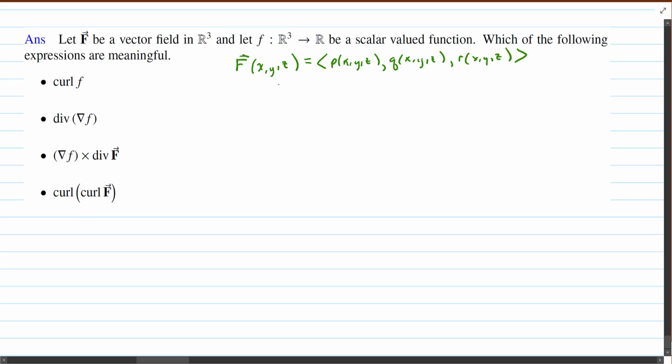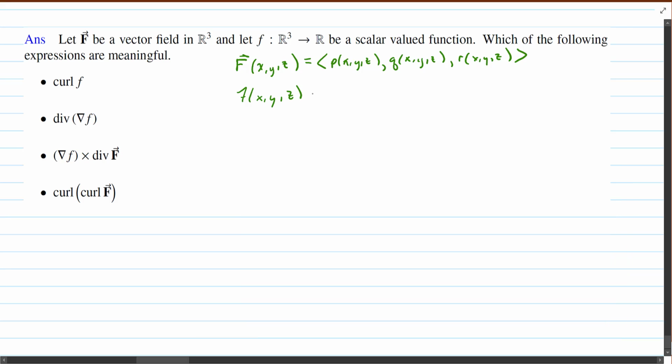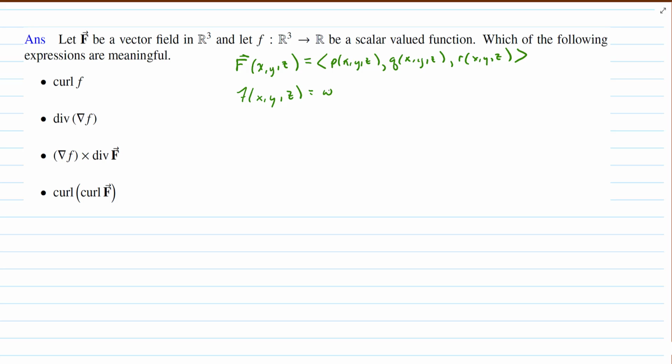And then we've got a scalar valued function, where we could think of f of x, y, z as inputting three values and outputting some expression. Maybe we call it w or something like that. So now we can look at each one of these expressions and see whether or not they're meaningful.